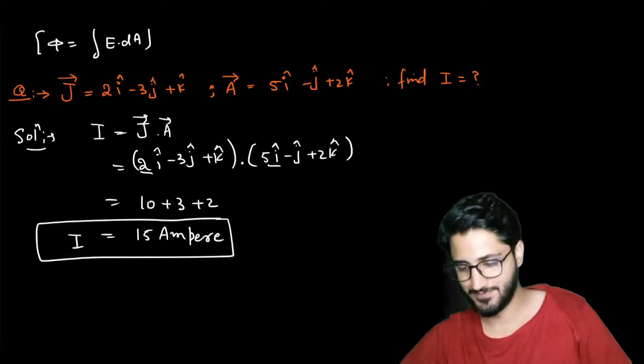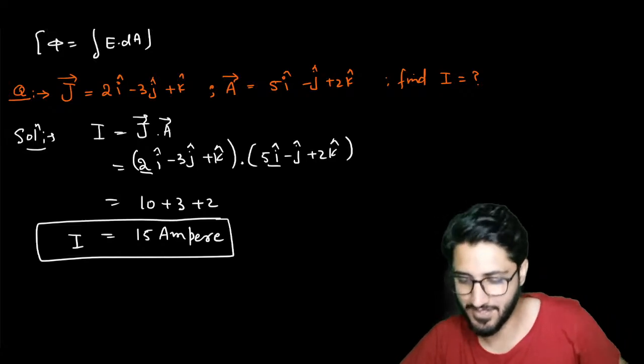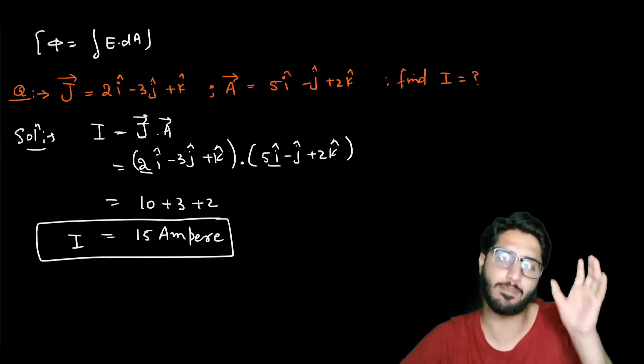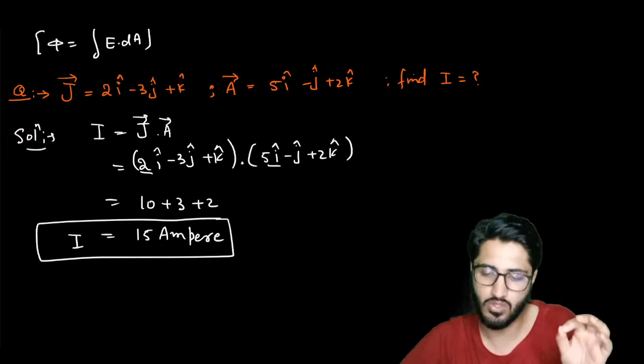Don't worry about it. Okay, just concentrate. So look now, if we have any numerical like this, we just need to apply J dot A only, okay? Dot product.